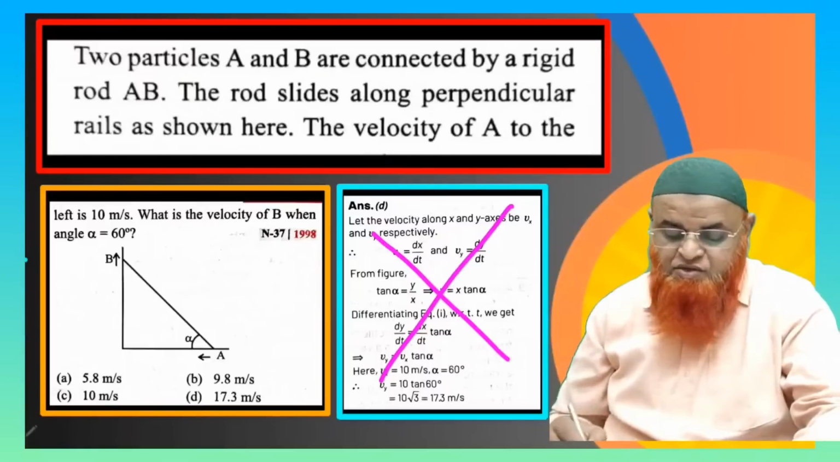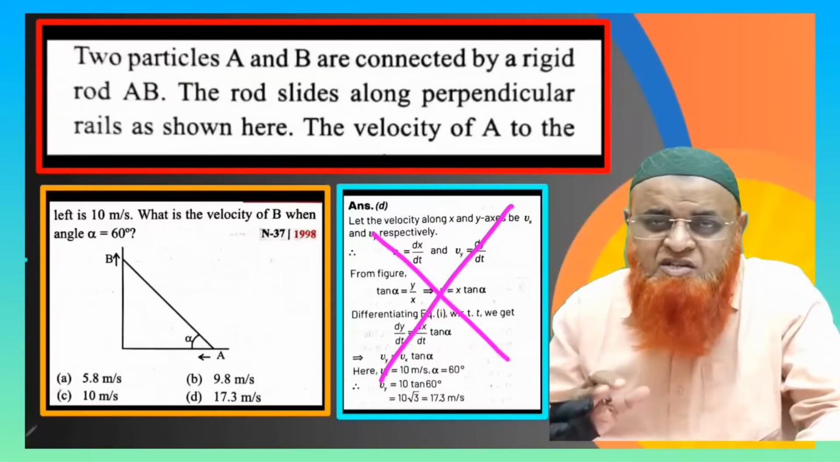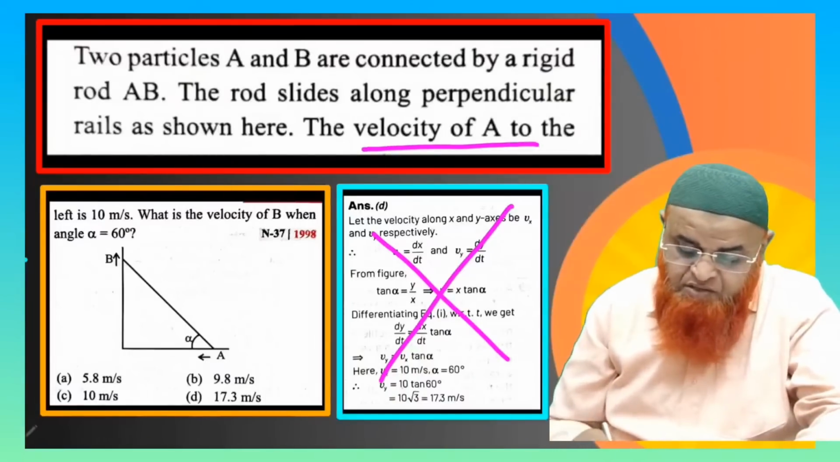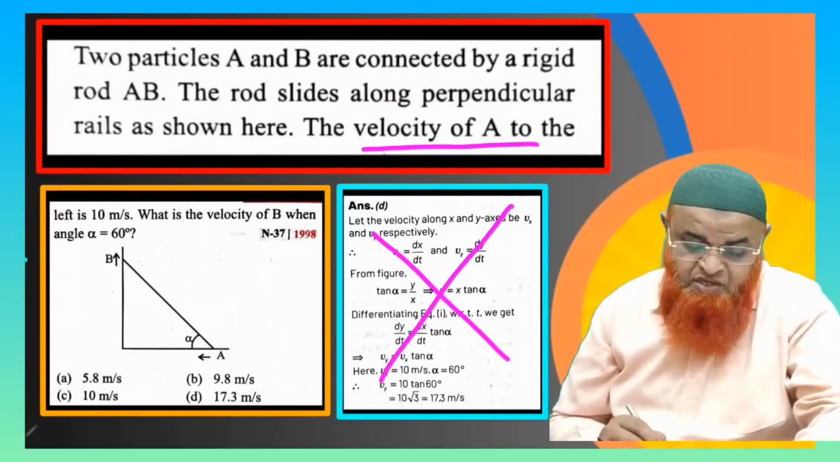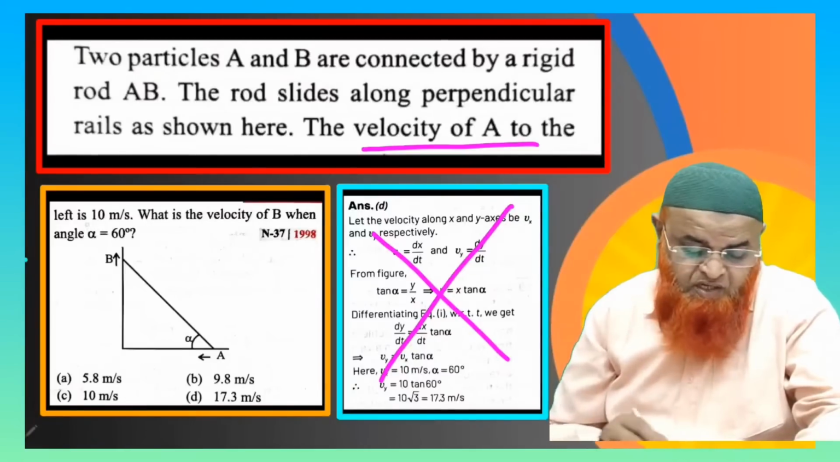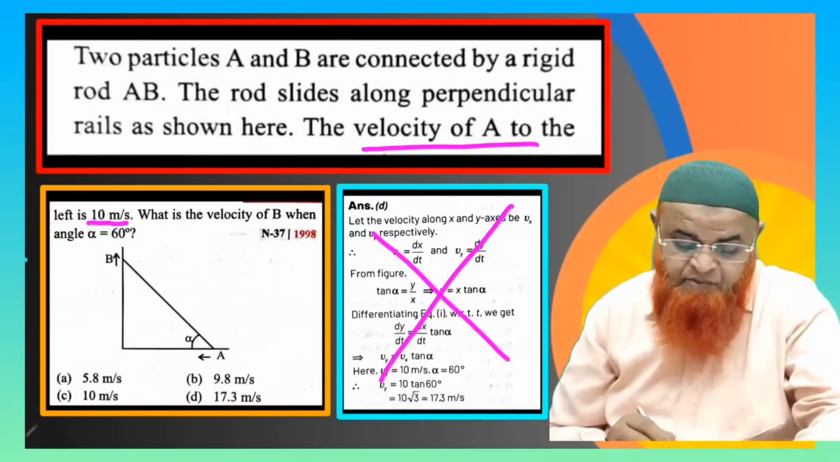So this is the lengthy solution given in the book. You can bypass this solution and do it in a fraction of a second. How? You can just observe here, velocity of A. He is asking us to find out the velocity of A. Velocity of A to the left is 10 meters per second.